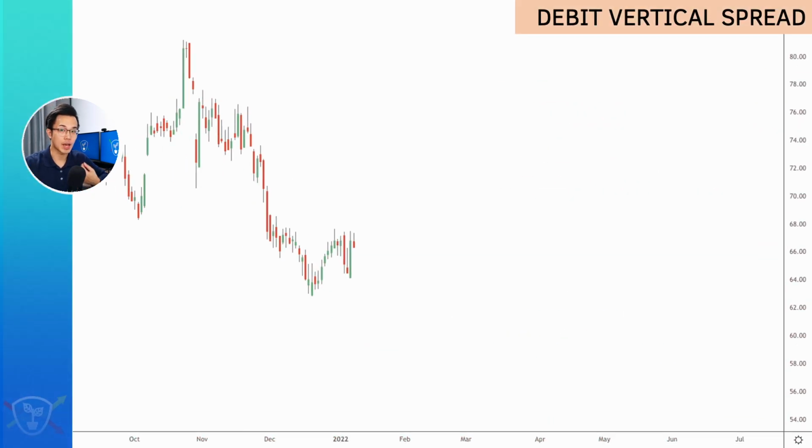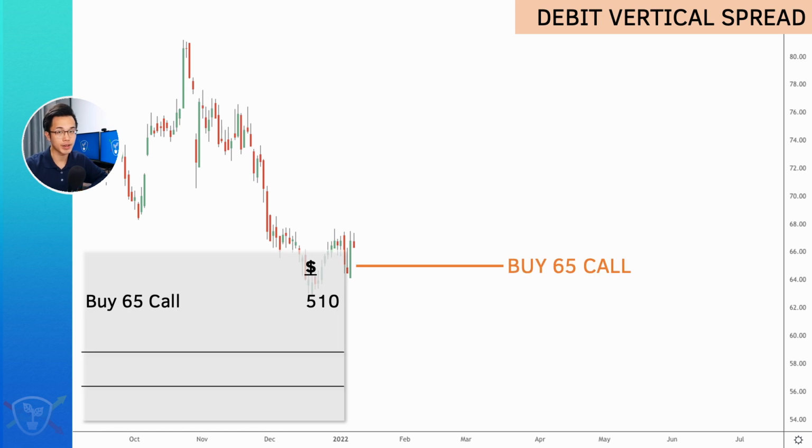If I want to use a debit vertical spread instead, the strategy I will use is a bull call spread. Now, first of all, I will buy a call option with a strike price that is very close to the current market price. So perhaps I choose the $65 strike price with 94 days to expiration. So to buy this 65 call option, that will cost me $510. Now at the same time, I will sell another call option that is further out of the money.